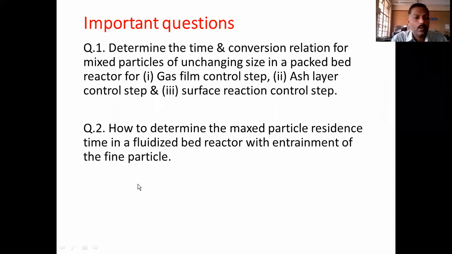The second question: how to determine the mixed particle residence time T bar in a fluidized bed reactor with entrainment of the fine particles? So how do we calculate this T bar? Here we can calculate 1 minus xb bar, then T bar is required, and for that we need to calculate F1. So this process you explain. These two questions are important for this exam.